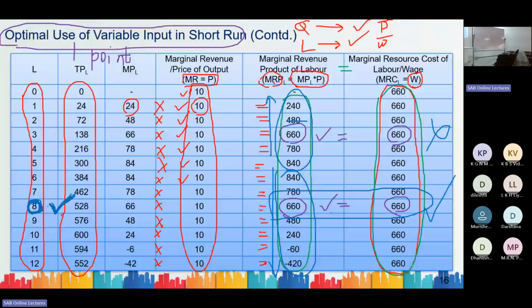So with that, we finish discussing the short-run production theory. And we finished short-run cost theory also today. So short run is done. Any questions from short run? Next week, we will discuss the long run production period, long run cost period.